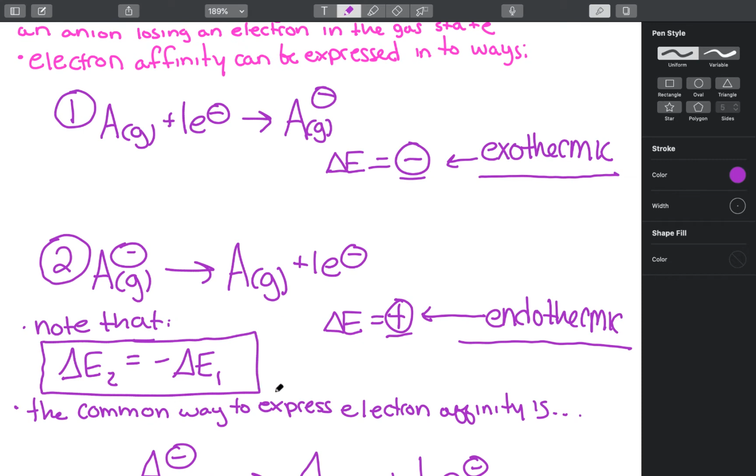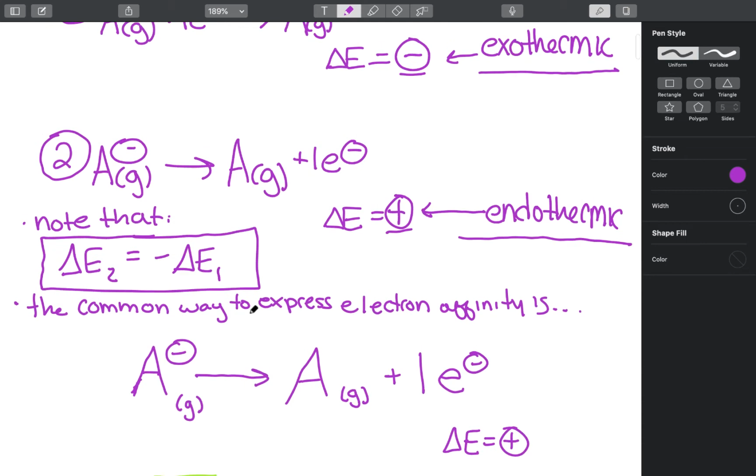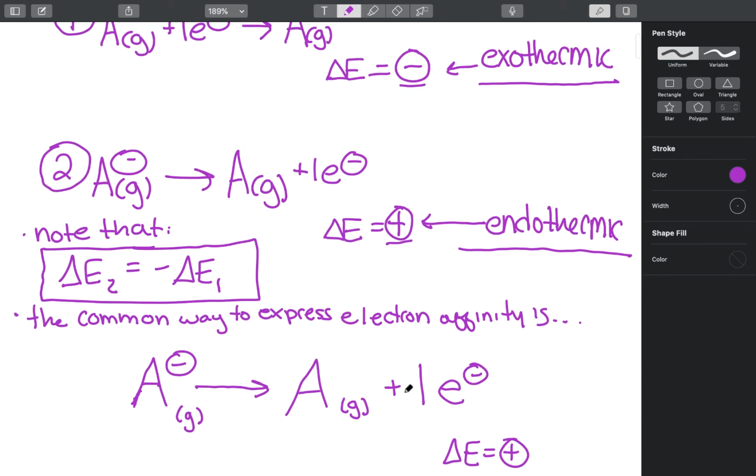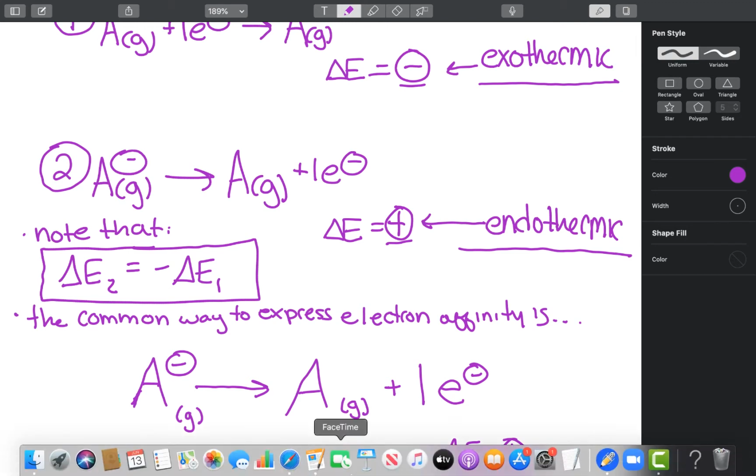So the common way to express electron affinity is with number 2. So chemists will often use number 2, where you take an anion and decompose it in order to express values of electron affinity. And we'll get more into this later in the video.